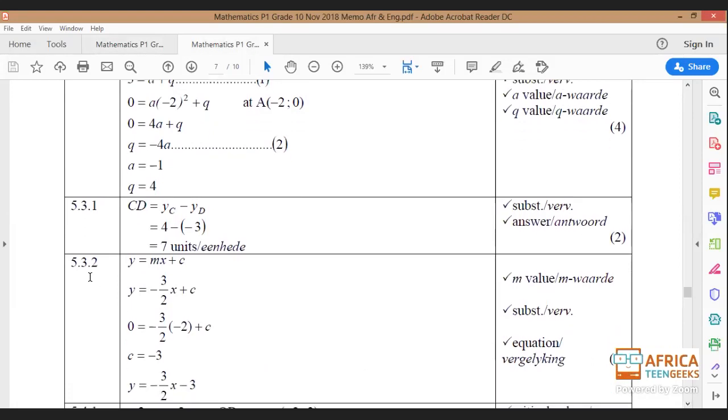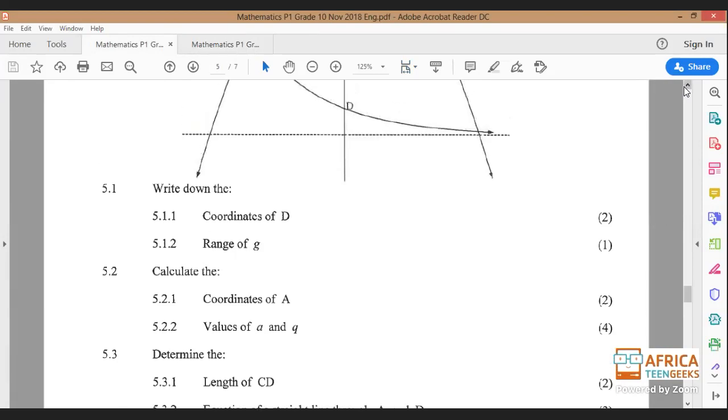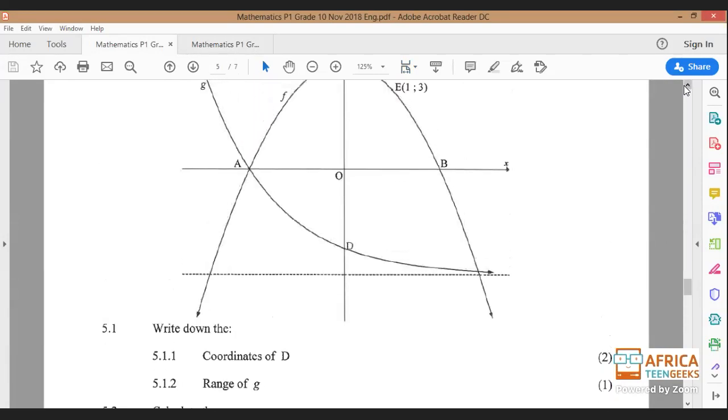Okay, cool. So basically, you must have y = mx + c. You're supposed to calculate the gradient of A and D, and they got -3/2. Then you choose any point, whether you take point A or point D, to get your c. So you can take this one or that one, and you substitute.